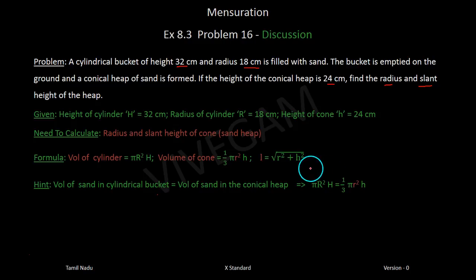Once you know r, then the slant height of the cone can be calculated because h is already given here. h is 24 cm for the cone. The radius you are calculating in this step. So put that value and you will be able to get the value of the slant height.